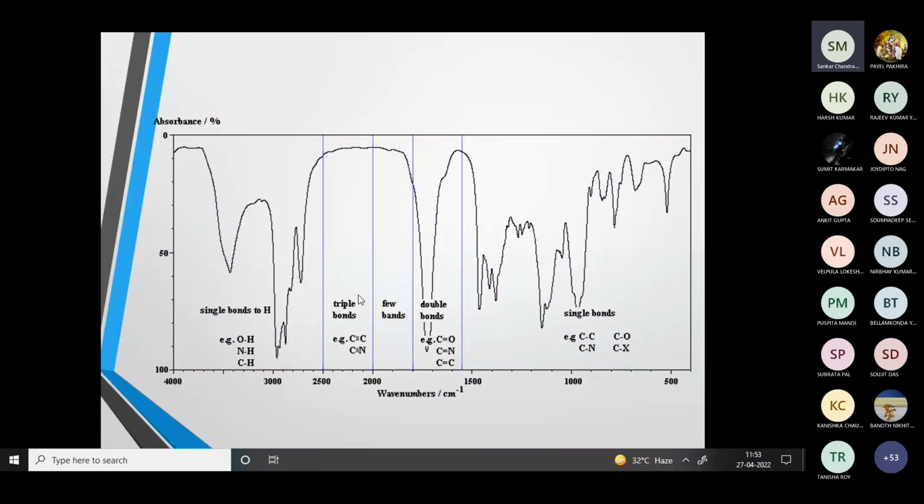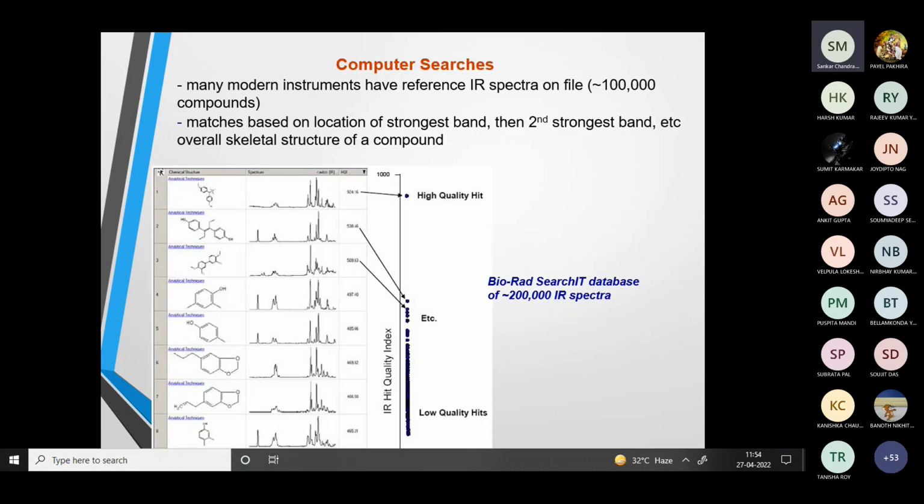You follow the spectroscopy book by William Kemp and J. Dyer, Organic Spectroscopy. These are very authentic books that students generally follow. Then there is computer searching. Already I told you, different and very important compounds which people generally handle, particularly in pharmaceuticals, polymer chemistry, drugs, insecticides, pesticides, their data is already within the computer hard disks, in the software.